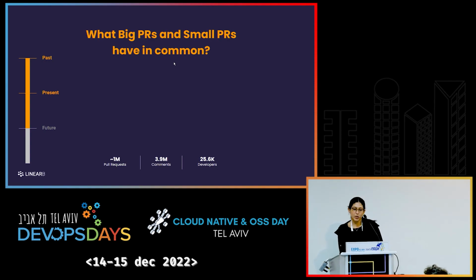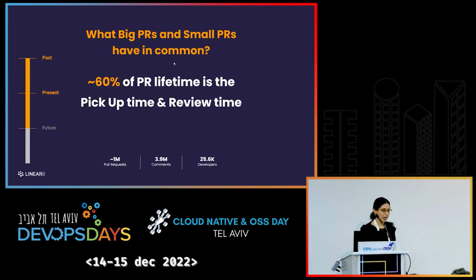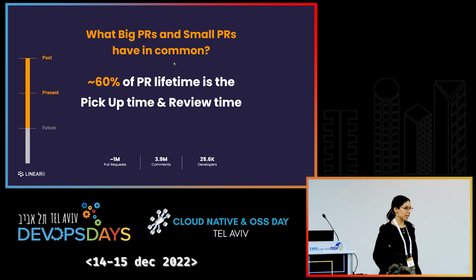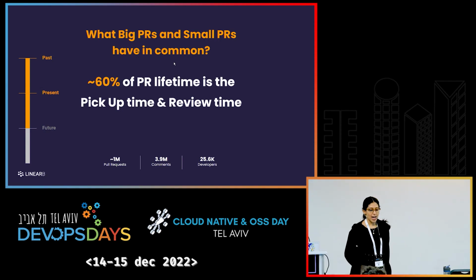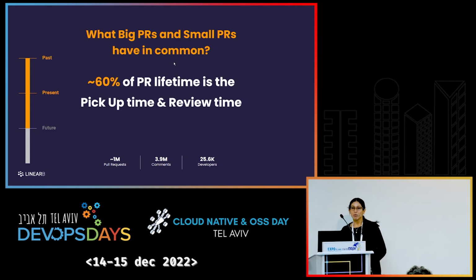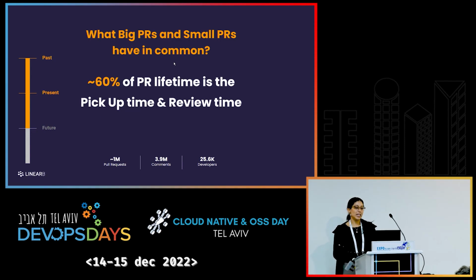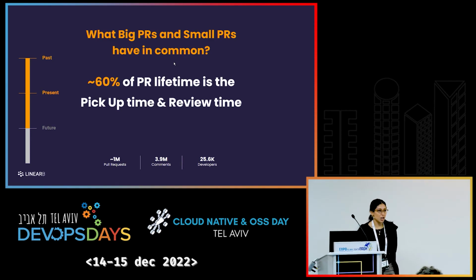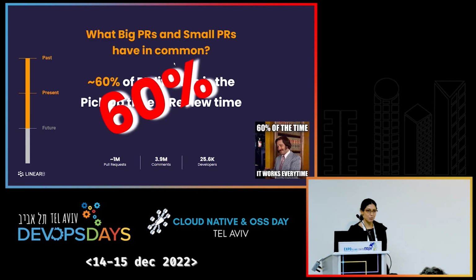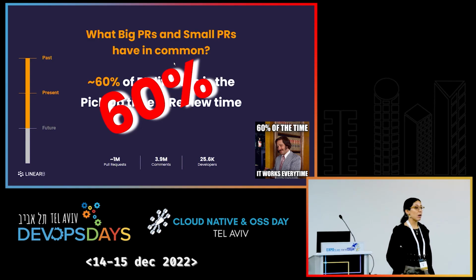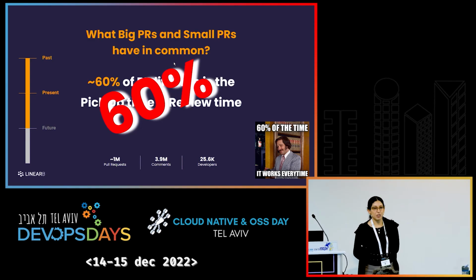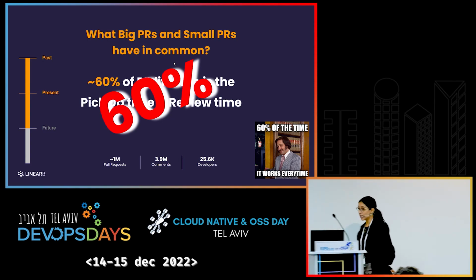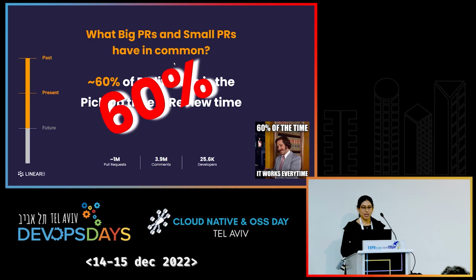But what do big PRs and small PRs have in common? For both kinds of PRs, we can say for sure that 60% of the lifetime of the pull request that we want to deliver is being wasted on pickup time and review. So for this whole common process, 60% of its time we are wasting on pickup and review. And this is crazy, right? 60% of the time, it's a lot of time. When we're talking about scale, a lot of developers, we're talking about a lot of time, hence a lot of money. So this is really something huge.